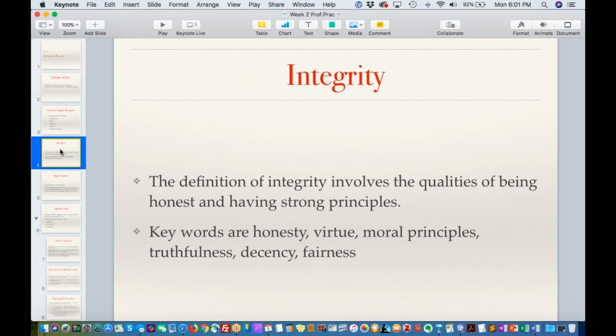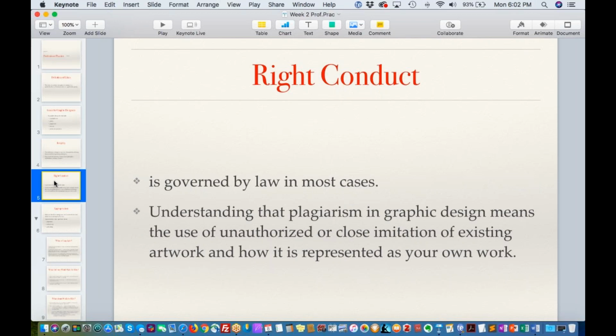And integrity goes hand in hand with our personal ethics. It's that quality of being honest and having strong principles. I like to always look at my thesaurus, and integrity also is linked to virtue, principles, truthfulness, decency, and fairness. So you want to think about that. When you have integrity and a strong sense of ethics, you're not going to take jobs that you know are going to harm current clients or that go against your own personal ethics.